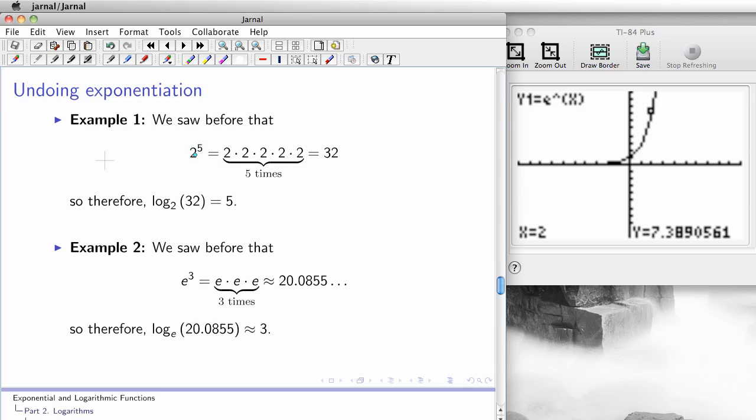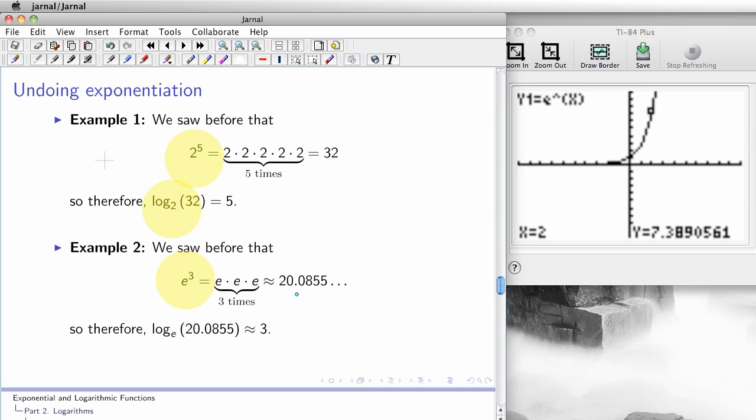So for example, we saw before that 2 to the 5th was 32, so that means if we do the log base 2 of 32, we should get 5. In other words, the base of 2 and the base of 2 mean that the log will undo the exponent. So the log base 2 of 2 to the 5th will give you 5, it'll give you the exponent. Similarly, this guy is e cubed. If we wanted to get to that 3, the log base e is what I would want to use.